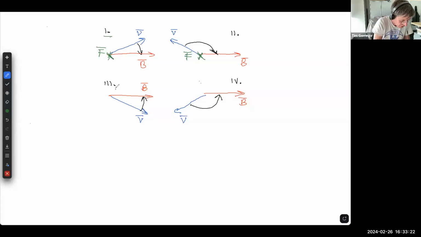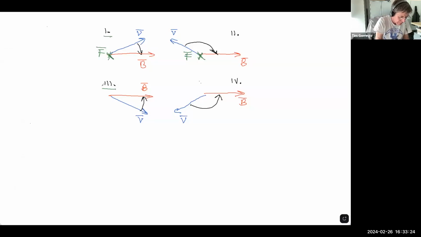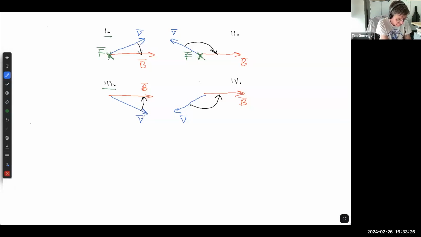When I go down to sketch number 3, if I curl my fingers now from V to B, then that's curling them up the page. Then my thumb is pointing out of the page. I'm going to indicate that with a green dot. And that's the direction of the force on a positively charged particle.